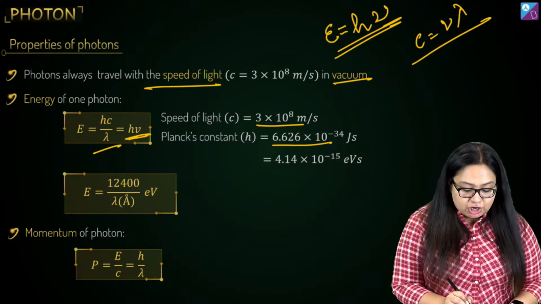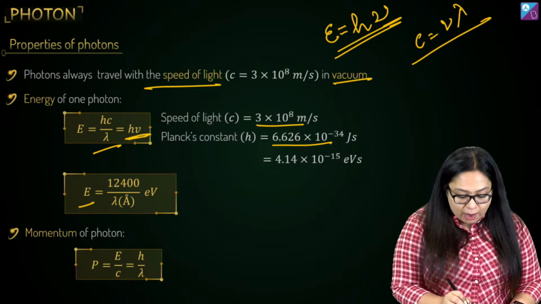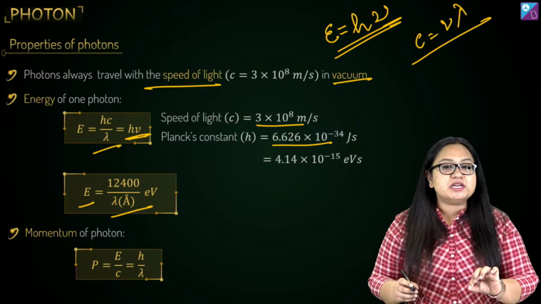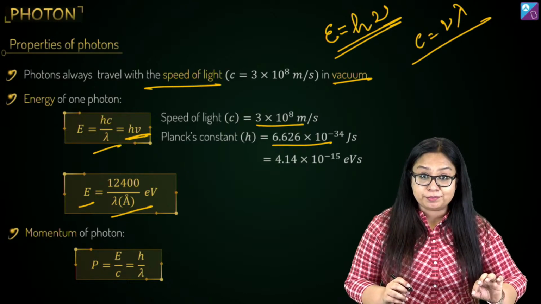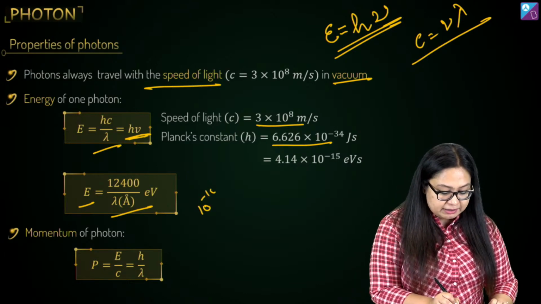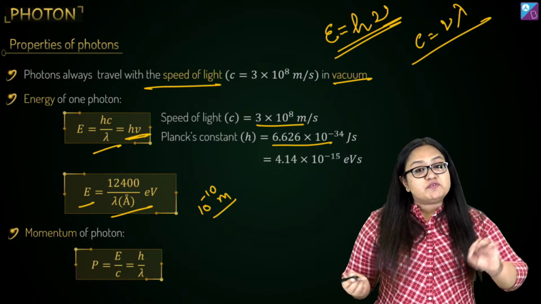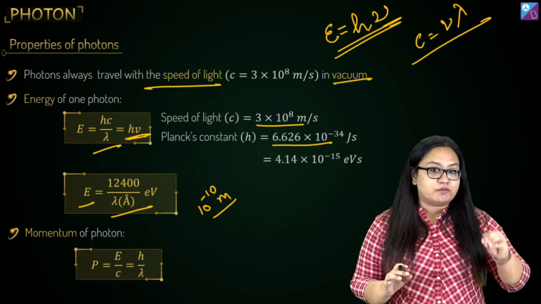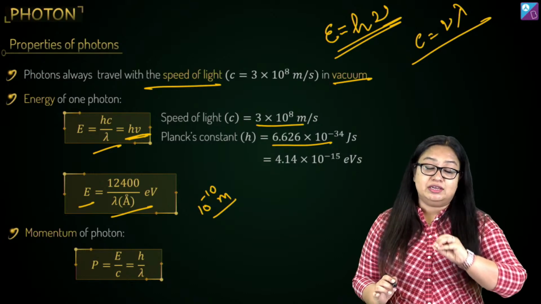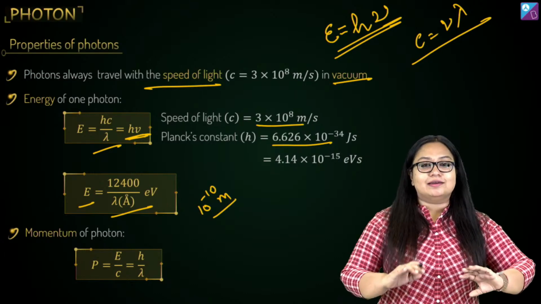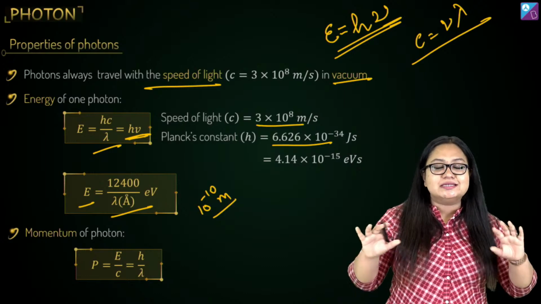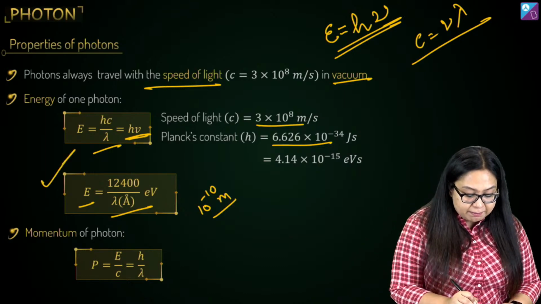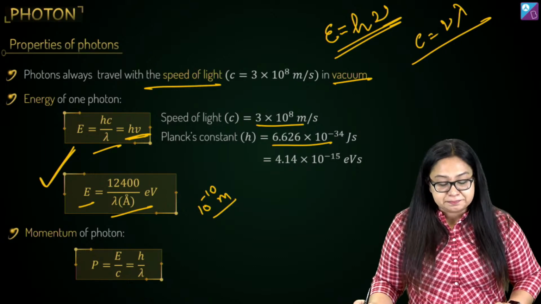What shortcut? E is equal to 12400 divided by lambda, if you substitute lambda in angstrom. Angstrom is 10 raised to the power minus 10 meter, by the way. So if you substitute the wavelength in angstrom, you are going to get the corresponding energy of a photon in eV, electron volts. Later on also, throughout modern physics, this calculation is really important. So do remember this number, okay?